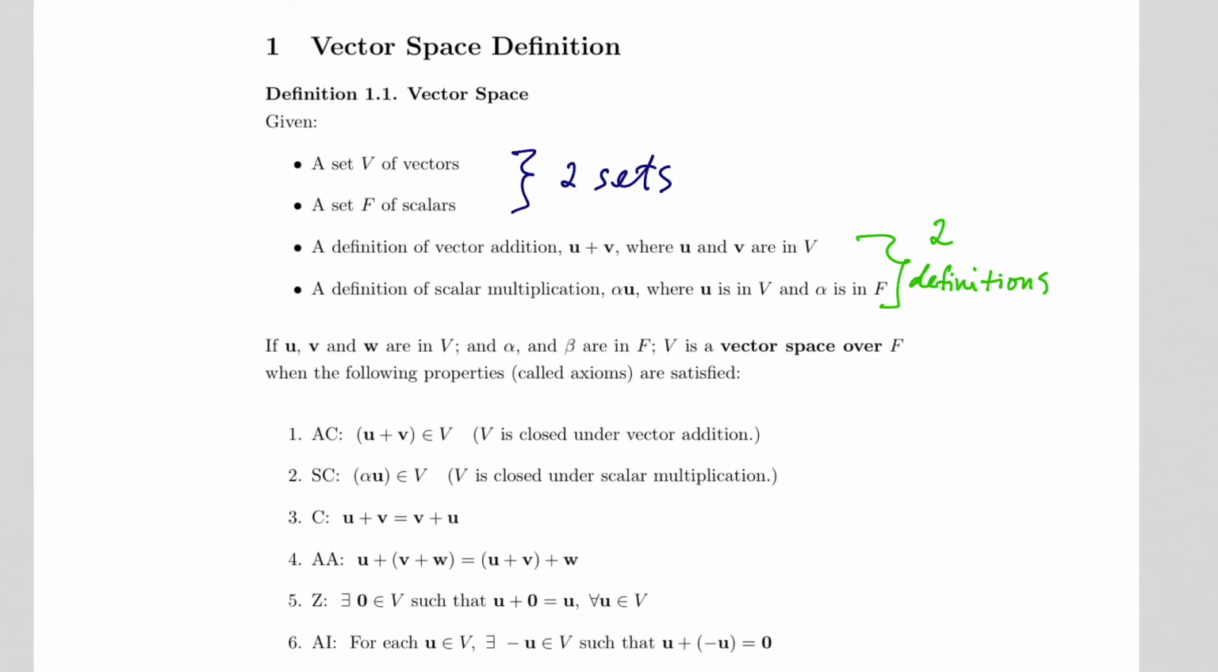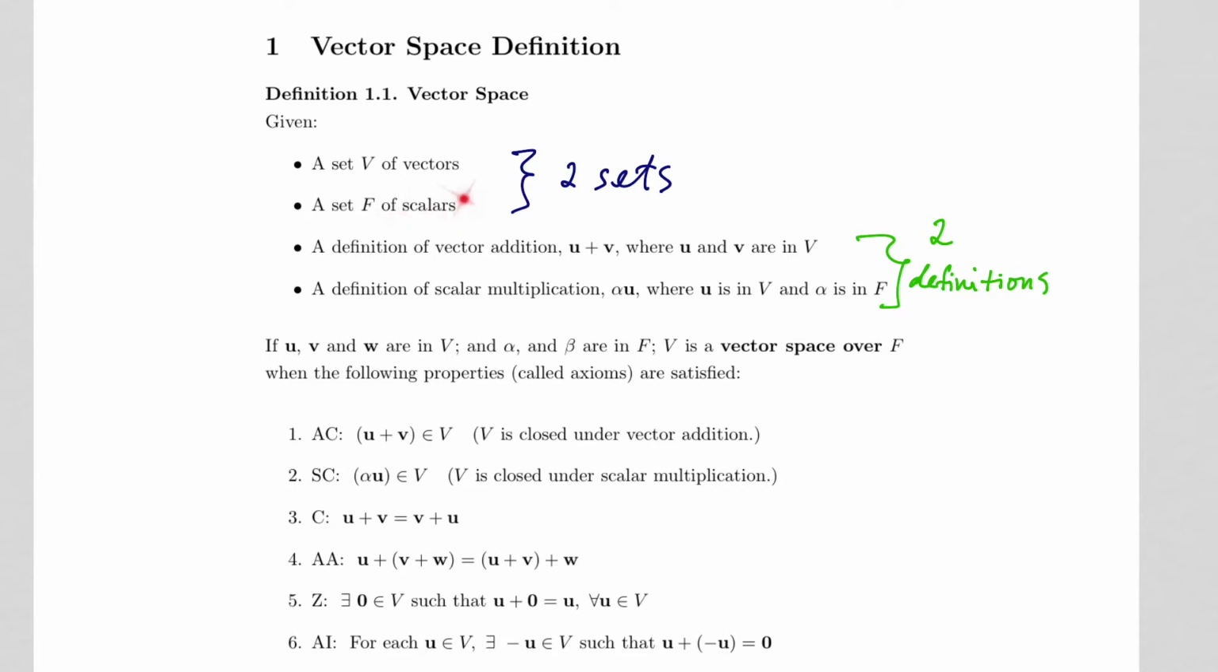In particular, we have a set of objects that we call vectors and a set of objects that we call scalars. Now, the vectors are not defined yet. And in fact, the axioms that follow will define what a vector is, and we'll see lots of examples of what vectors could possibly be.